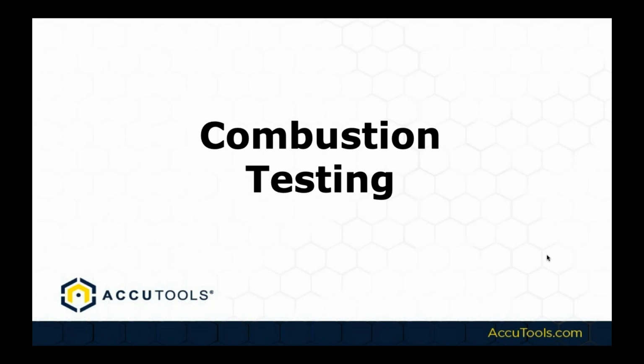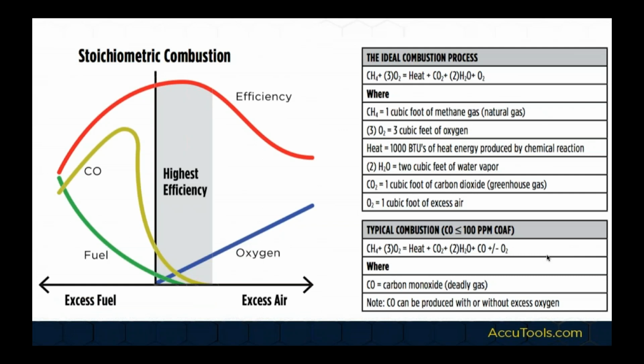So let's talk about combustion testing, because that's really the heart of what the combustion analyzer does. I just want to make sure you understand what we're trying to do here. When you look at a stoichiometric combustion table, we're trying to get in this range of highest efficiency. Down at the bottom there's excess fuel and there's excess air. The stoichiometric line is this black line going right up the middle, which means we have the exact amount of fuel and the exact amount of air, and that would be perfect combustion.